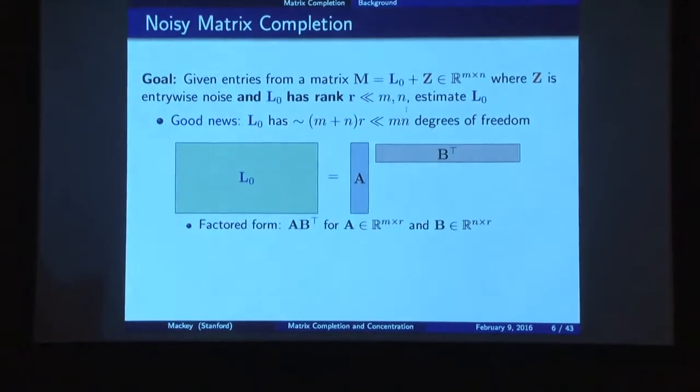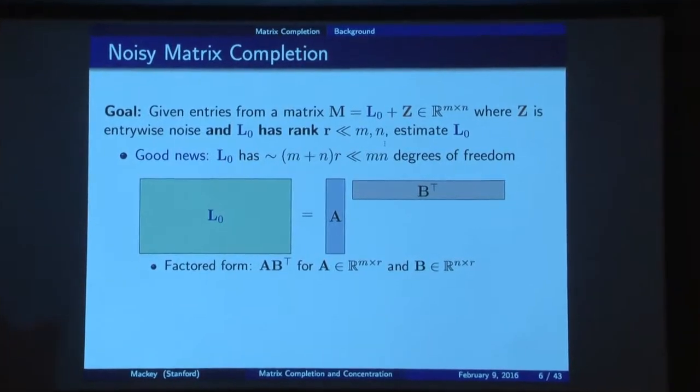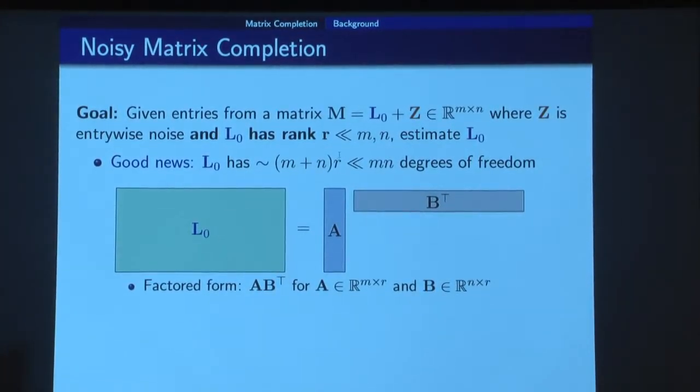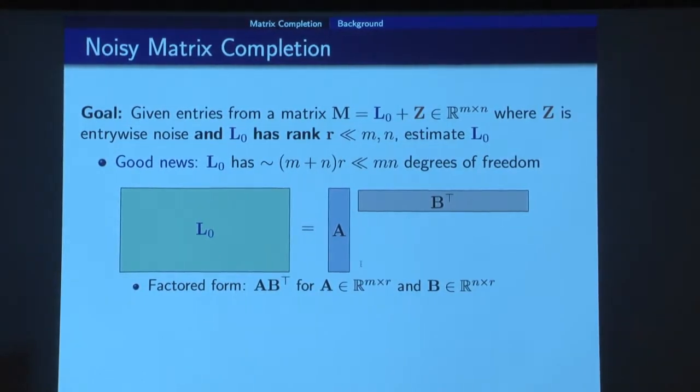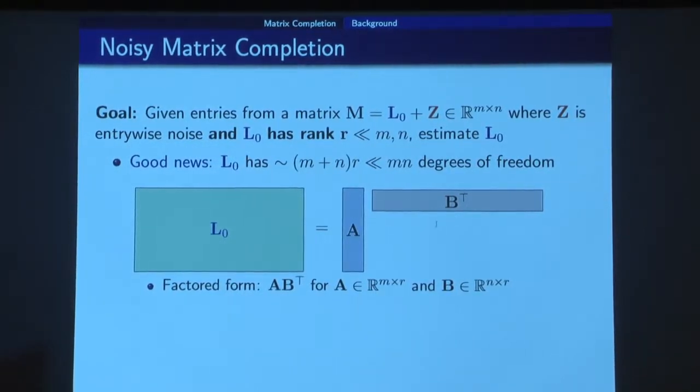So we're going to assume, in particular, that this matrix L0 has some rank, we'll call it R, that's much smaller than its ambient dimension, much smaller than M or N. So why is that good for us? Well, that's great because now L0 implicitly has many fewer degrees of freedom. Even though it's an M by N matrix, it only has something like MR plus NR degrees of freedom, because you can write it in a factored form in terms of a tall and skinny matrix and a long and short matrix.